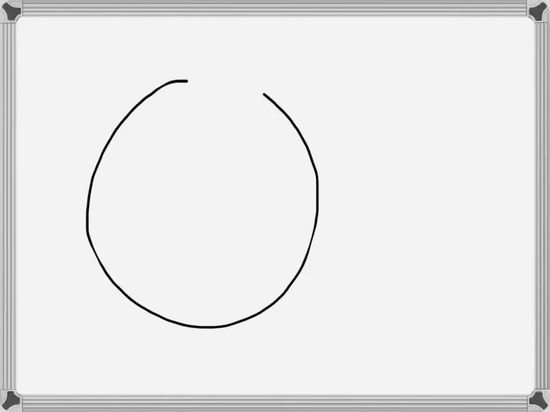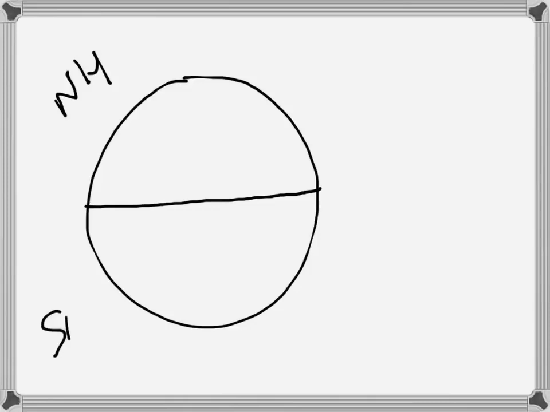Okay, let's start by drawing the Earth. Now that we've got the Earth, let's divide the Earth into two equal parts. We're going to call the north part of the planet the northern hemisphere, and we're going to call the south part of the planet the southern hemisphere. And that dividing line, which divided the northern hemisphere from the southern hemisphere, we're going to call the equator.